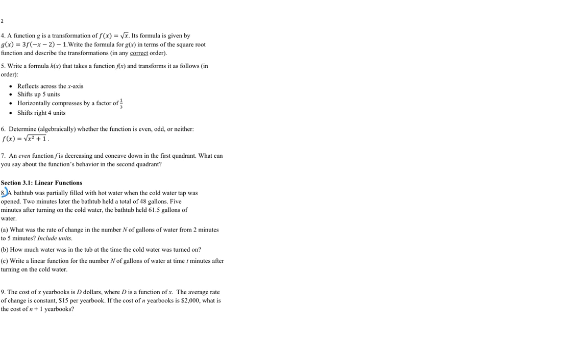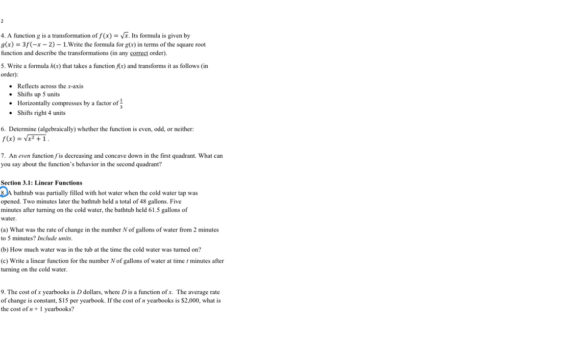Okay, so I'm going to be looking at number 8 here. We have a bathtub that was partially filled with hot water. When the cold tap water was opened, 2 minutes later, the bathtub held a total of 48 gallons. 5 minutes after turning on the cold water, the bathtub held 61.5 gallons of water. So part A, what was the rate of change in the number n of gallons of water from 2 minutes to 5 minutes? Include units.